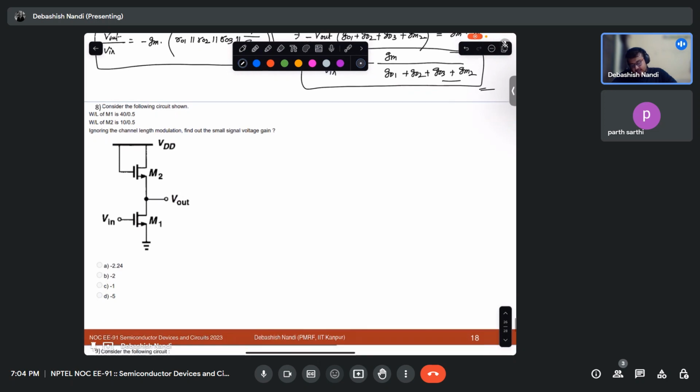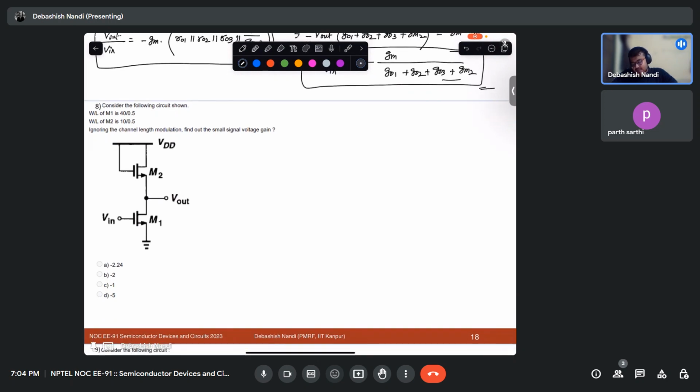So again, this is another problem where it is mentioned to ignore the channel length modulation and find the small signal voltage gain. What will you do? We will draw the small signal equivalent. It is an NMOS, and we need to ignore the channel length modulation, so no RDS will be there. This will be grounded. This is also grounded, and this is also another NMOS.